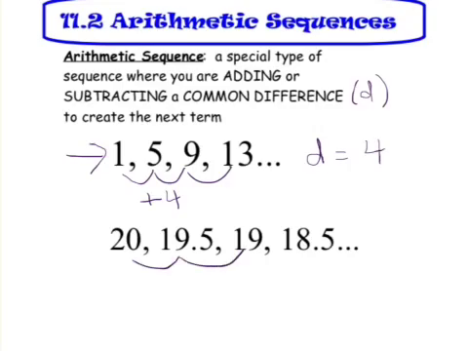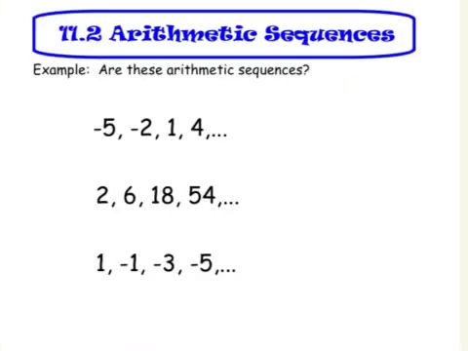Down here, we can see that we are subtracting 0.5. So d is equal to negative 0.5. That's our common difference, d. So these are both arithmetic sequences.